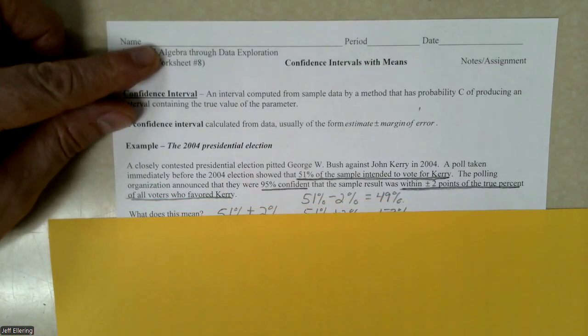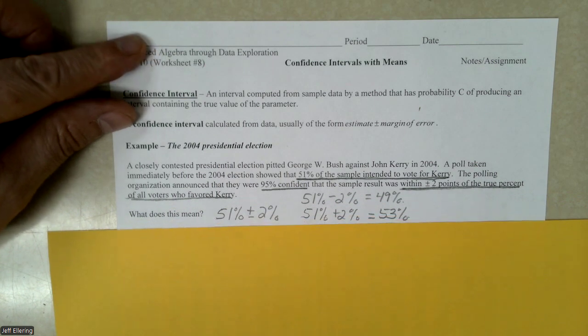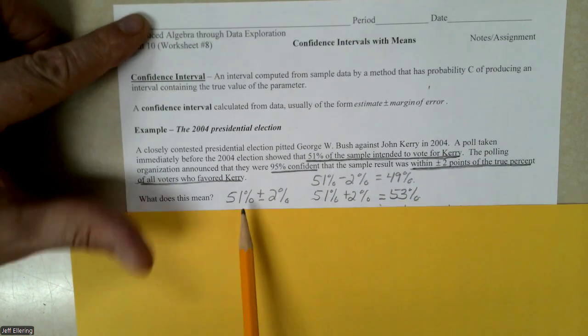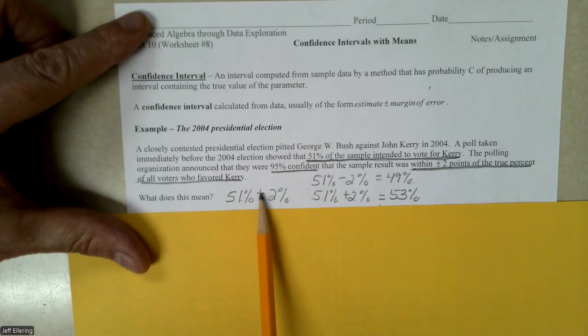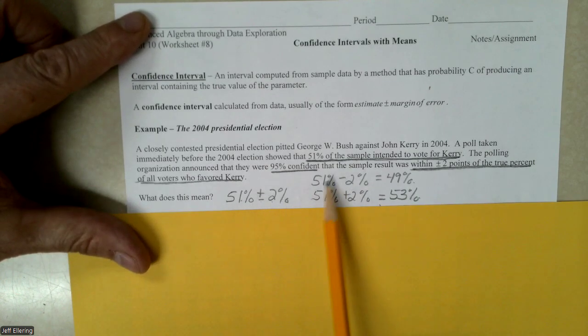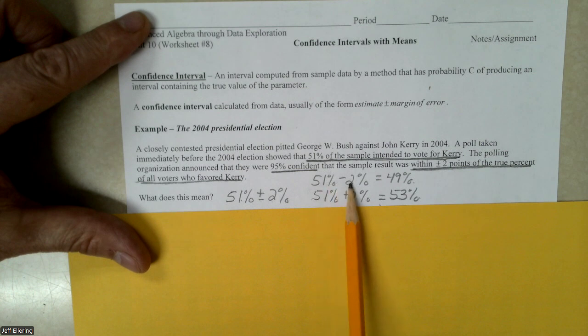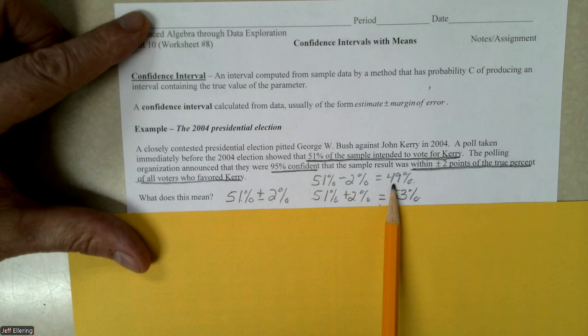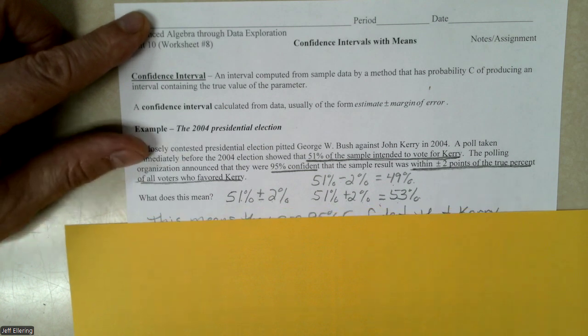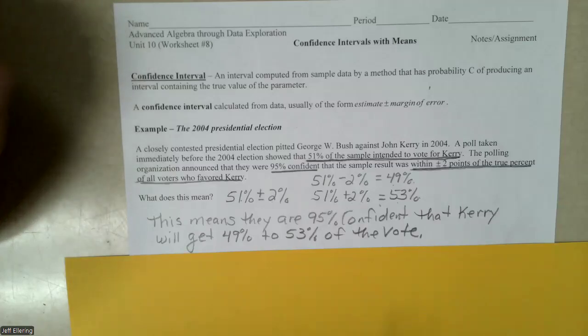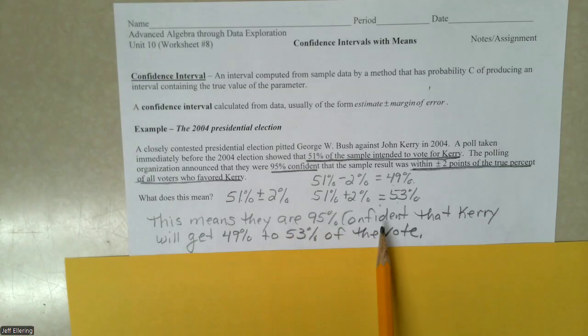So what does this mean? It means we take the 51% plus and minus the 2%. 51% minus 2% gives us 49%. 51% plus 2% gives us 53%. What does that tell us? This means they are 95% confident that Kerry will get 49% to 53% of the vote.